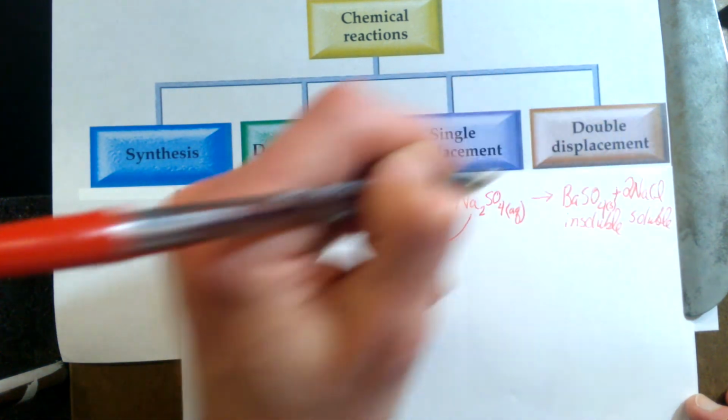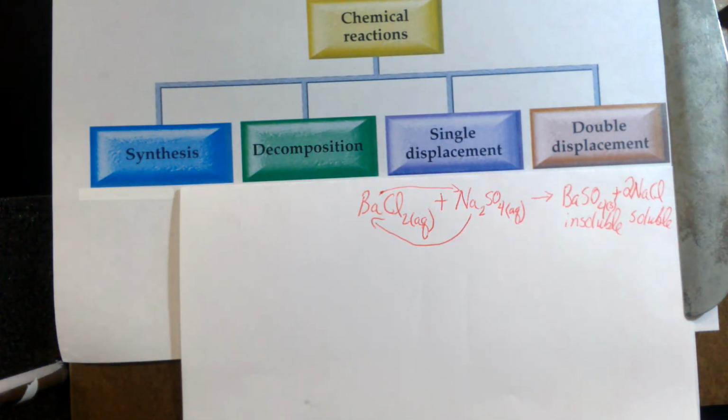So we need to balance our equation since we do have a reaction occurring. With double displacement reactions, we often look for precipitation to occur, the formation of a gas, or the formation of water. Okay, so these four, synthesis, decomposition, single and double displacement, are broad categories of reactions that we often study in chemistry.